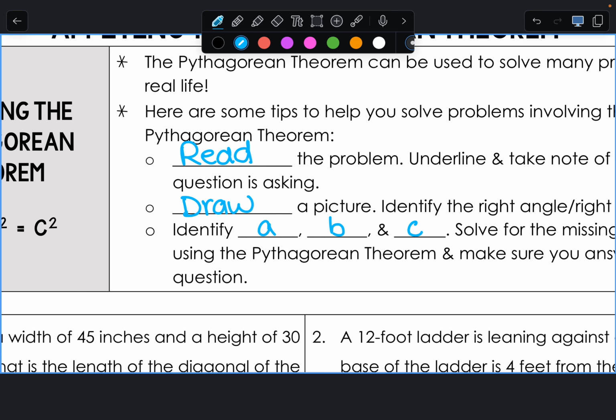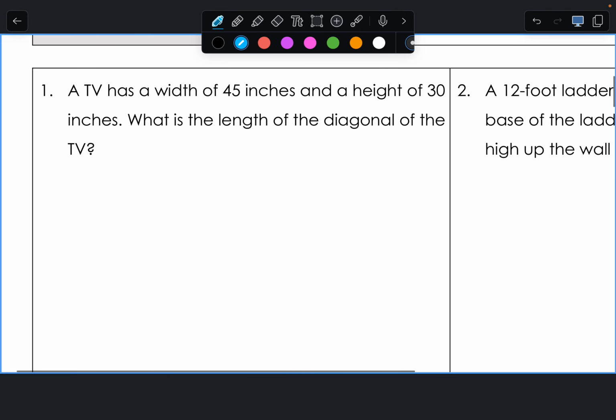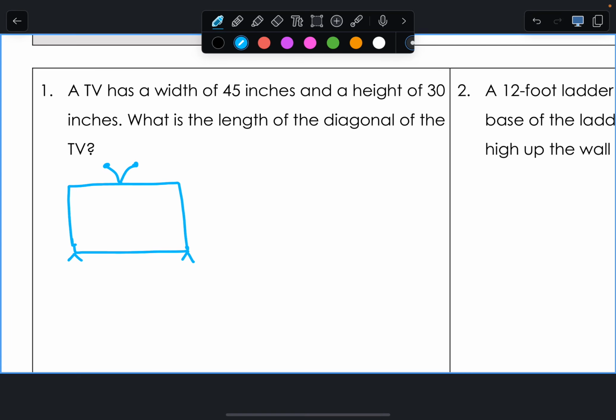There you go. So, number one, we have a TV. So guess what I'm going to do? Draw my TV. There's my TV. I'm just going to draw some little antennas on it. There. Okay. There's my TV. It says the width of the TV is 45 inches and the height is 30. So 45, 30. What is the length of the diagonal?